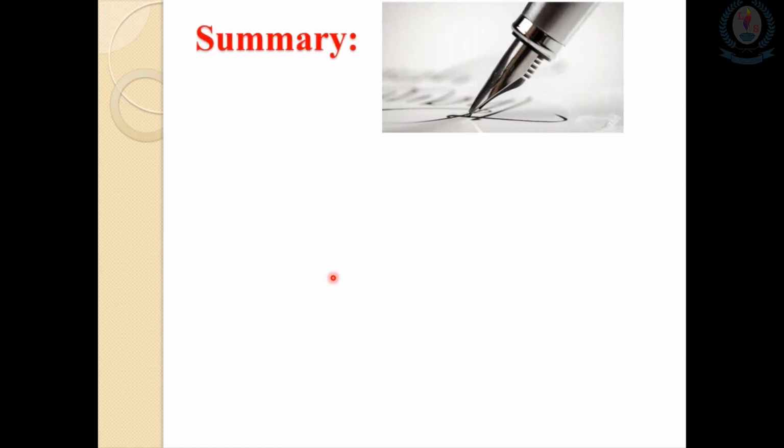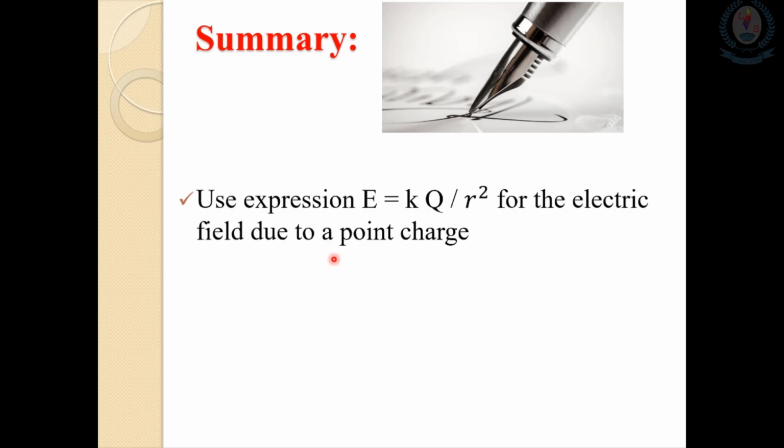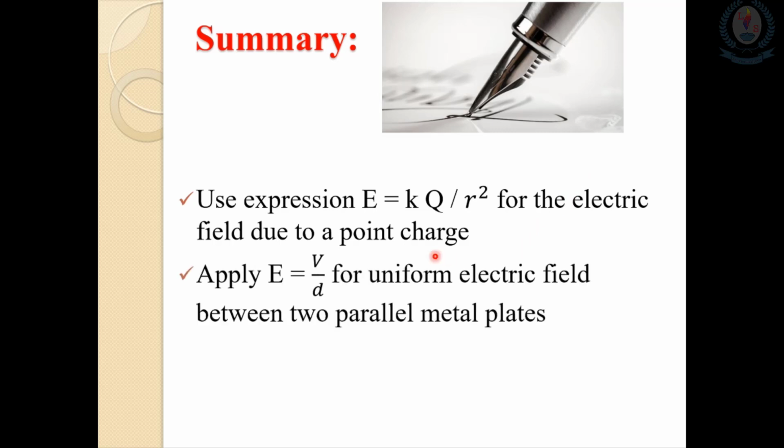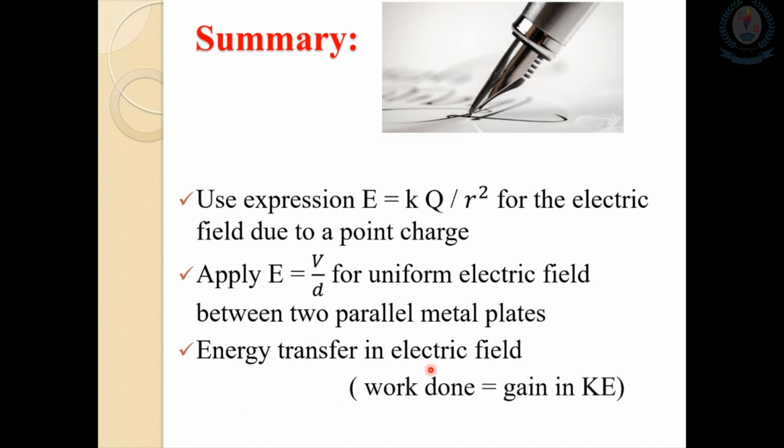So let's summarize what we have learned. We used the equation E = kQ over r squared and learned how we obtained it for the electric field due to a point charge, and we apply E = V over d for a uniform electric field between two parallel metal plates. Another thing we came across is energy transferred in an electric field. When a charge is moved through a potential difference, work is done that is equal to the gain in kinetic energy, as the particle accelerates due to the electrostatic force acting on the charged particle.